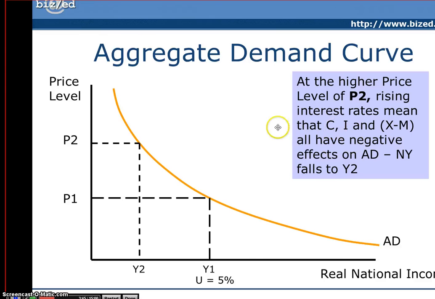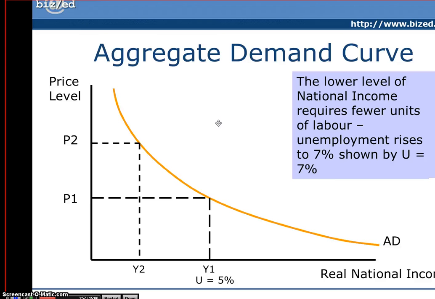If prices rise, that's likely to lead to a fall in aggregate demand. That's probably not a real surprise, assuming people's incomes stay the same. We just can't afford to buy as much. There are other effects as well. And again, at lower levels of national income, we have higher levels of unemployment.